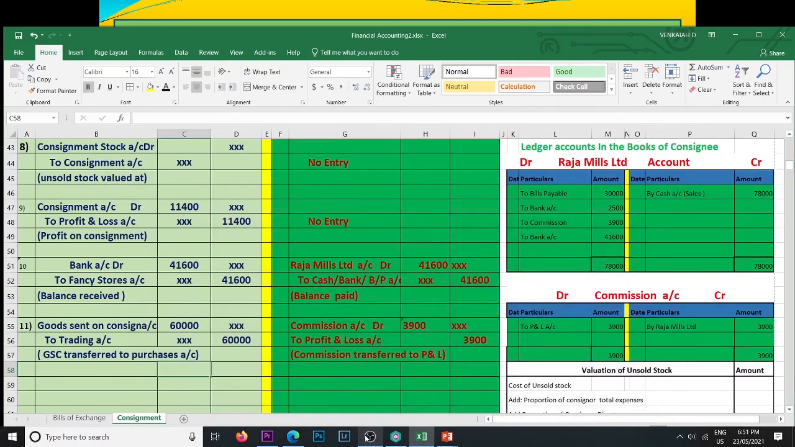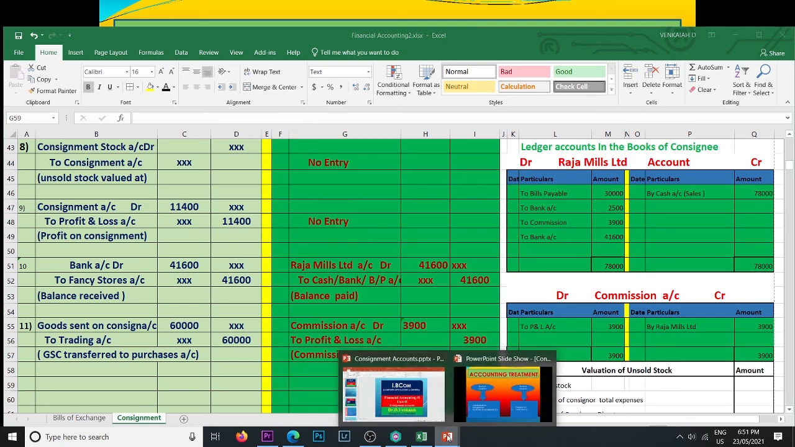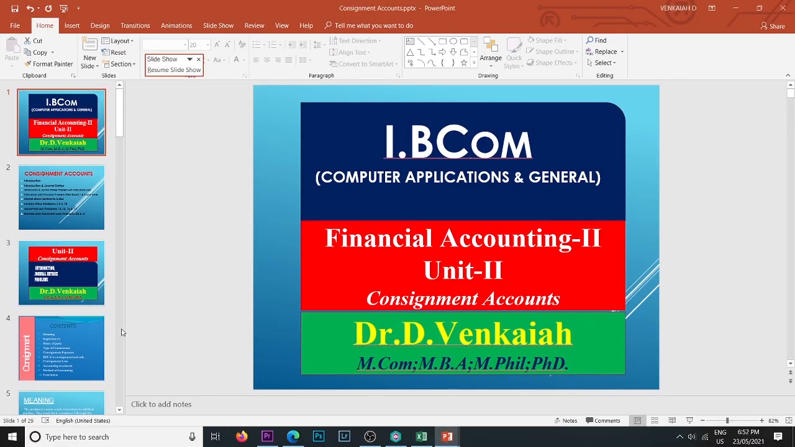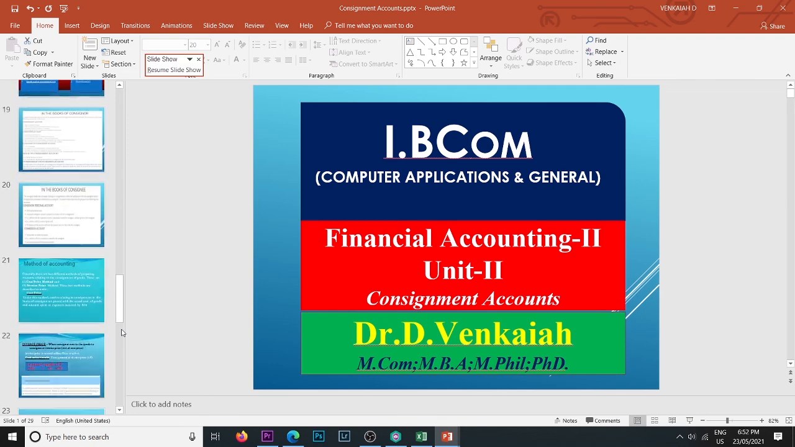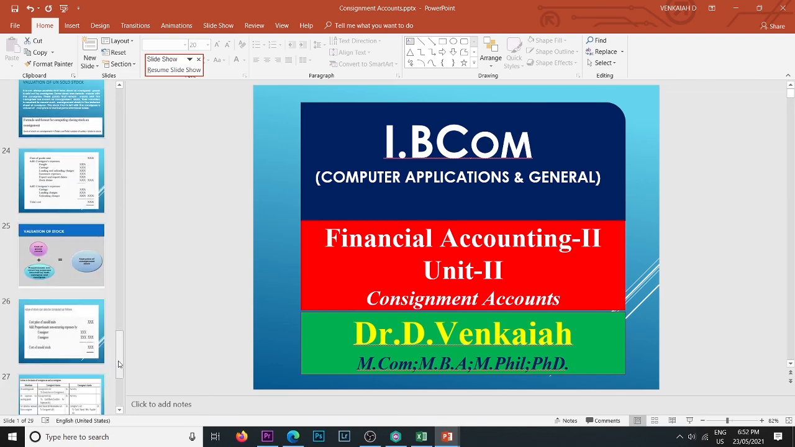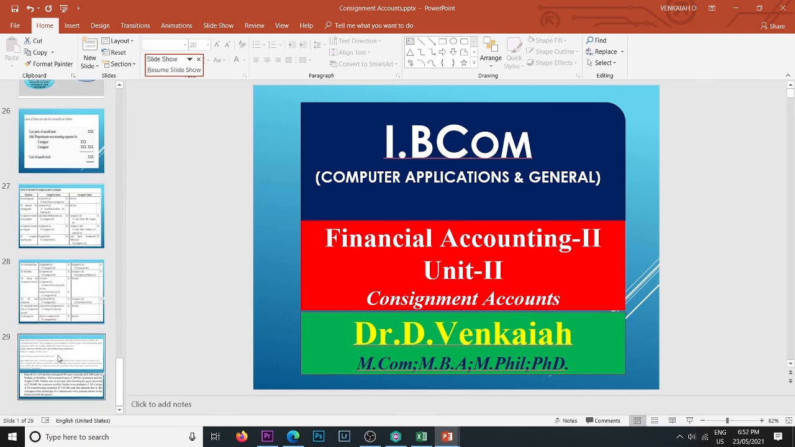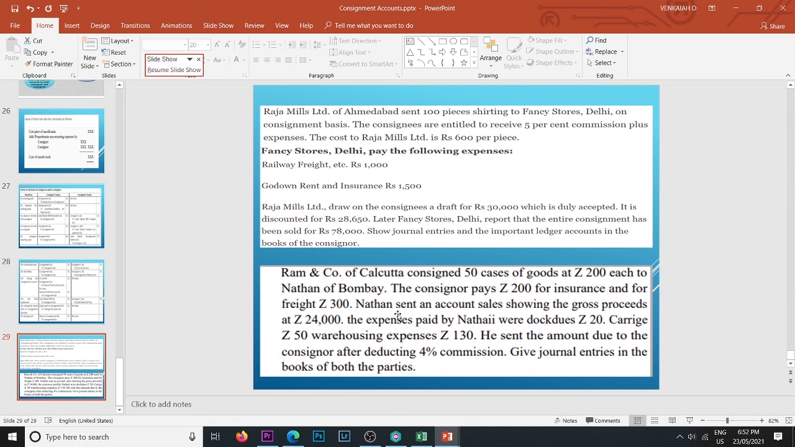Okay, right. In this, there is one more second problem. That problem you try at your home. You can note down the problem. This is the second one: Ram and Co., Calcutta consigned. Okay. Take a screenshot and try at your level best. Okay, bye.